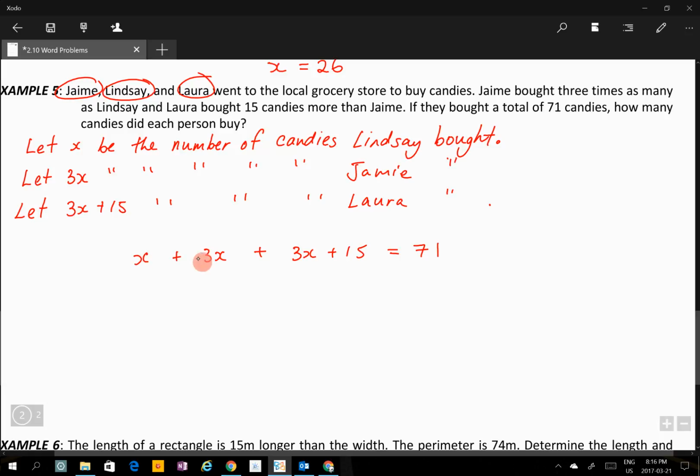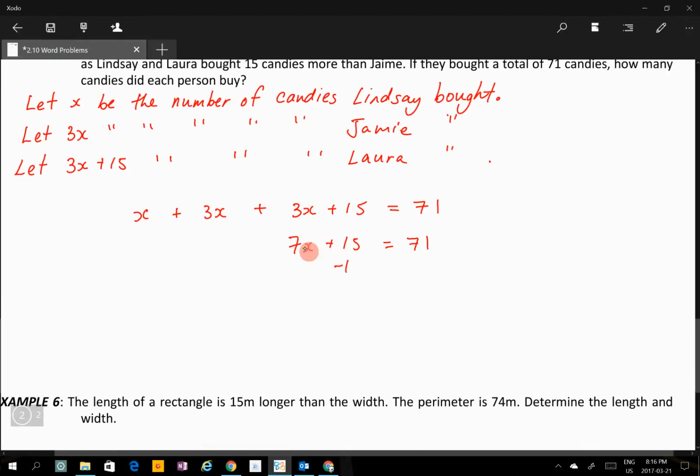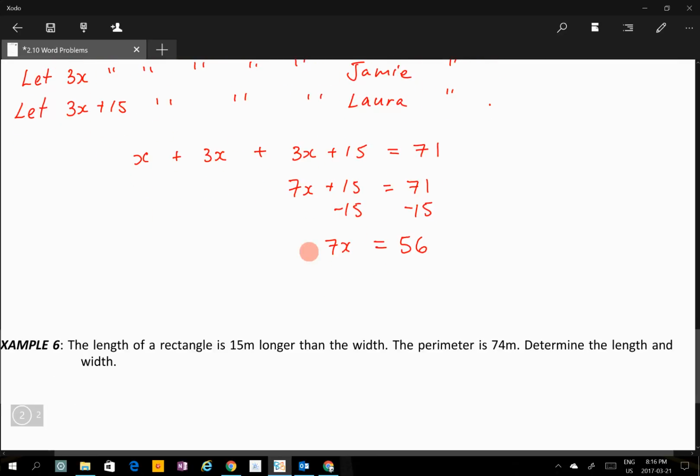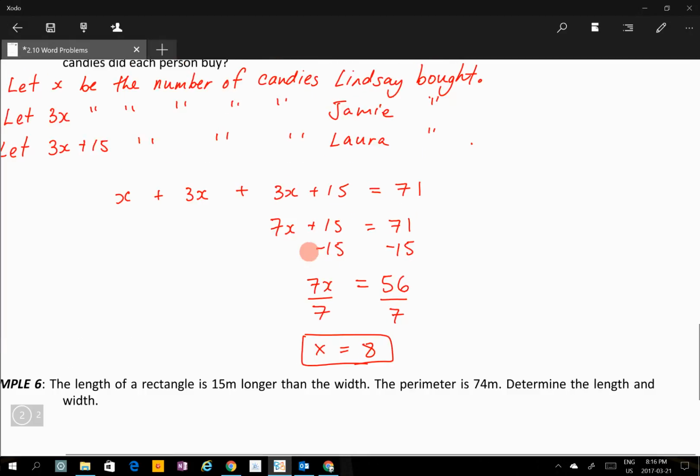Collect like terms: x plus 3x will make 7x plus 15. That's equal to 71. Subtract 15 from both sides. I'm left with 7x equal to 56. And if I divide both sides by 7, I will have x equals 56 divided by 7, which is 8. So now I know the number of candies that Lindsay bought. So Lindsay bought 8.